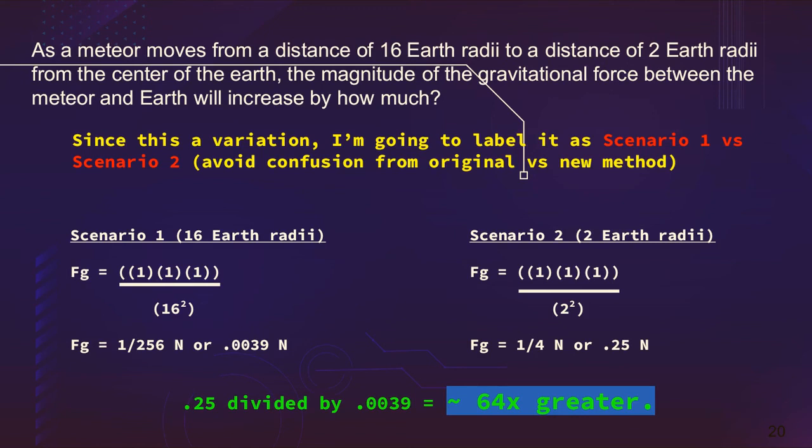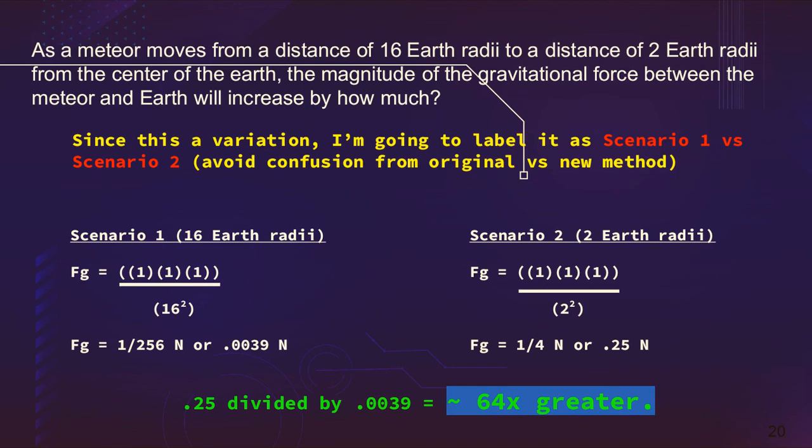So how much exactly did we increase it by? Well, you take your new value, the 0.25, and you divide it by whatever the original was, the 0.0039. And we find out that it increased by roughly 64 times greater. So by reducing the distance by essentially a factor of 8, it increased our FG for this theoretical scenario by about 64 times. And that's a legitimate answer. You've given them a realistic value. So whatever the original would have been, the second scenario would have been 64 times greater.